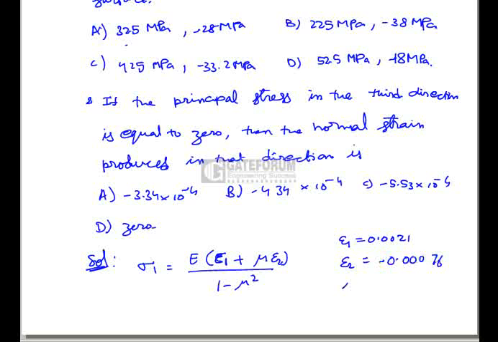0.00076, where mu is equal to Poisson's ratio and is given by 0.292 and E is equal to Young's modulus of elasticity and is given by 207 gigapascal, that is 207 into 10 cube megapascal or Newton per mm square. Now substitute all the values in the equation, then we get the value of principal stress, that is sigma 1. So here sigma 1 is equal to 425 megapascal.